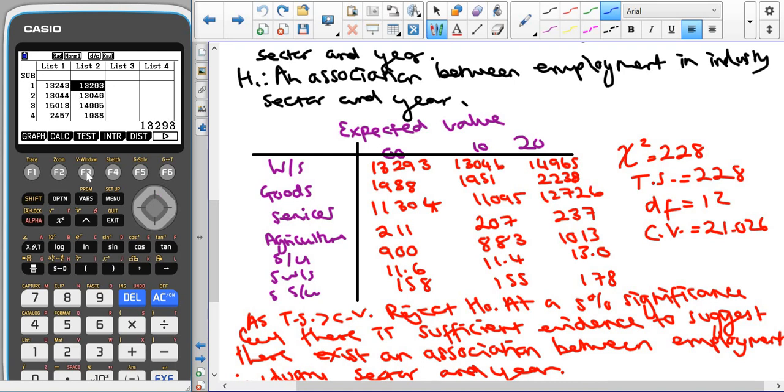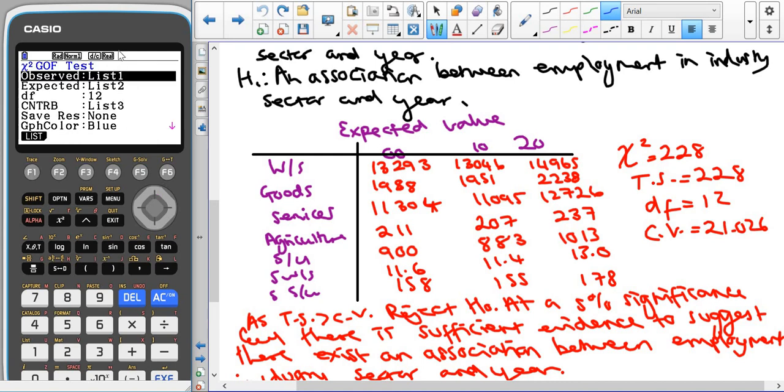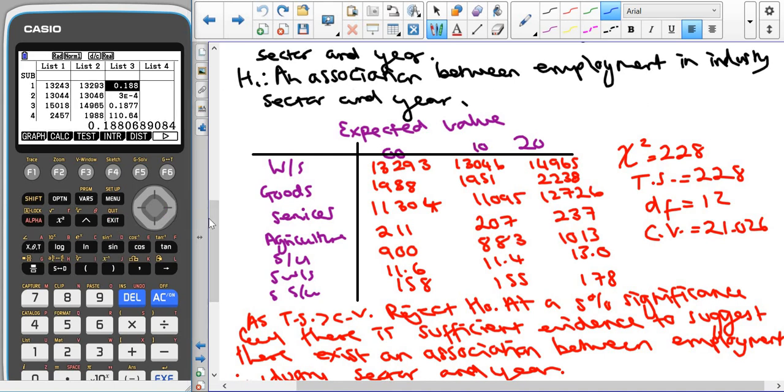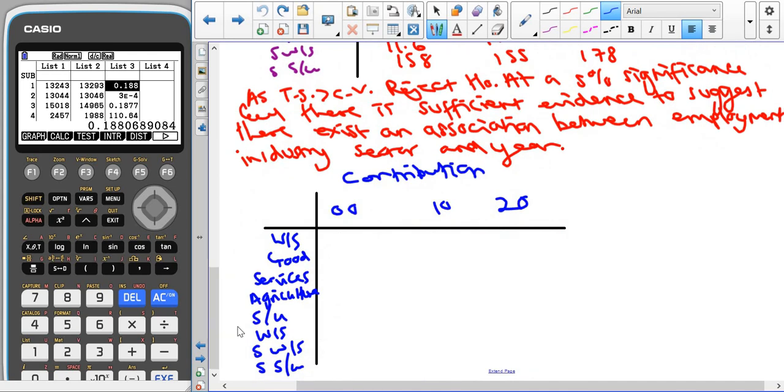Okay, so then we go to test, Chi, goodness of fit, list 1, list 2, and again you can see that the degrees of freedom has already been filled in for us. 228, brilliant. There we go, and our contributions are filled in for us there. So then just copying them down into our table.